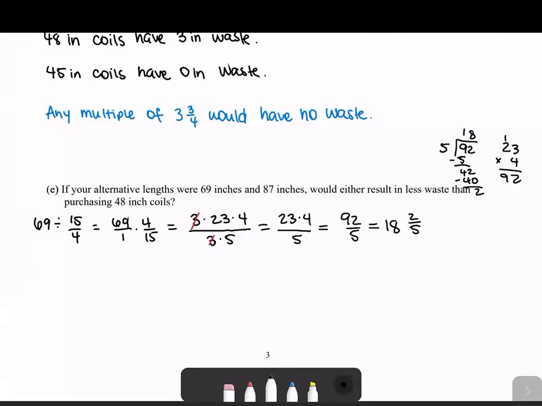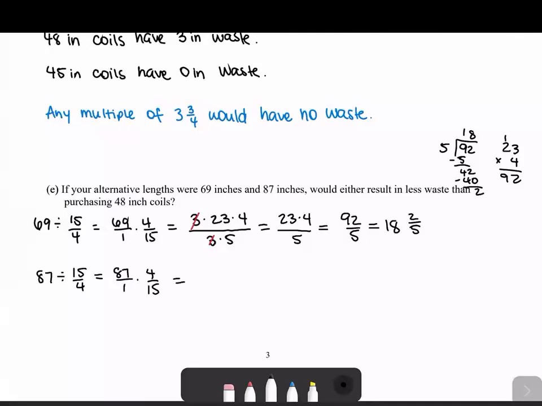Okay, so then we do the same thing again with 87. So this is 87 divided by 15 over 4. So we do the exact same process, 87 over 1 times 4 over 15. 87, what is it divisible by? So you can think through your divisibility rules. So it's not even. Is it divisible by 3? Well, 7 plus 8 is 15. So yeah, it is divisible by 3.